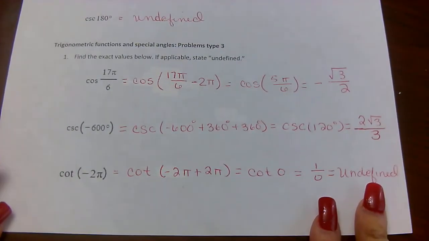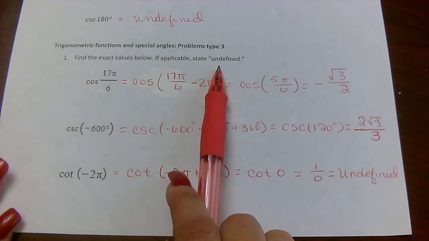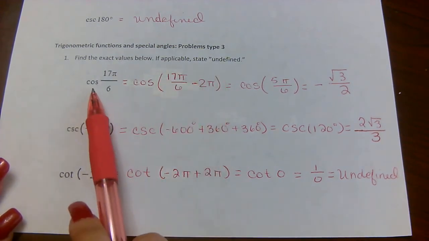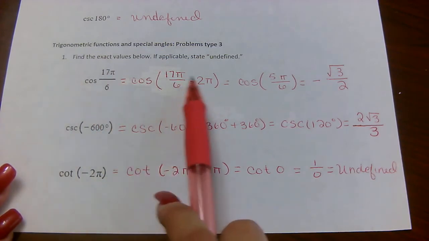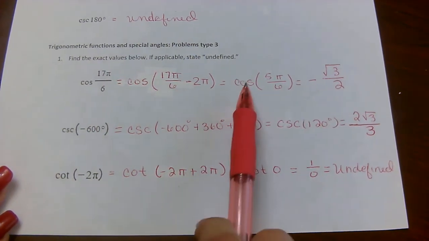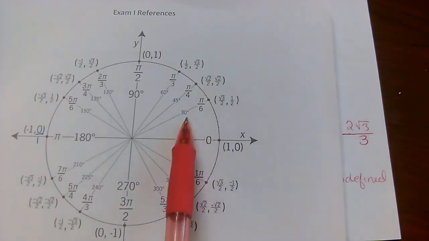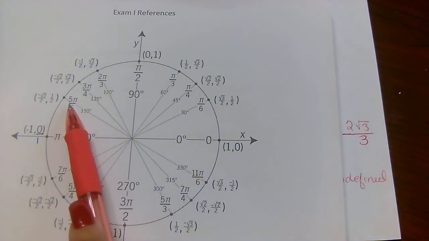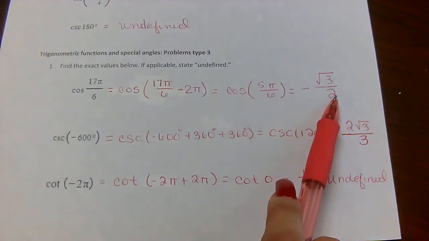Okay. Here's the next section. Here it says find the exact values. State undefined if necessary. Okay, here I'm showing the work again. I'm showing that this is not a standard angle. I have to subtract 2 pi. When I get that, I get cosine of 5 pi over 6. And then again, go to the unit circle, 5 pi over 6 here. Cosine is your x value, which is the negative square root of 3 over 2.